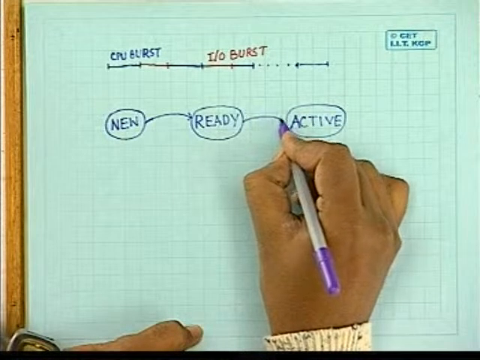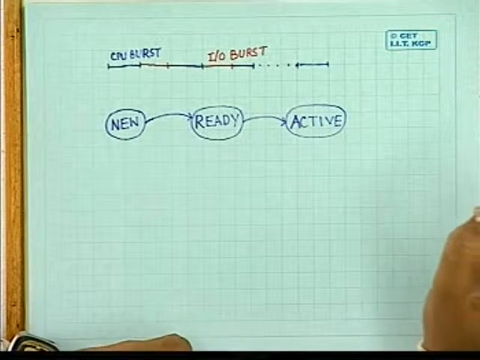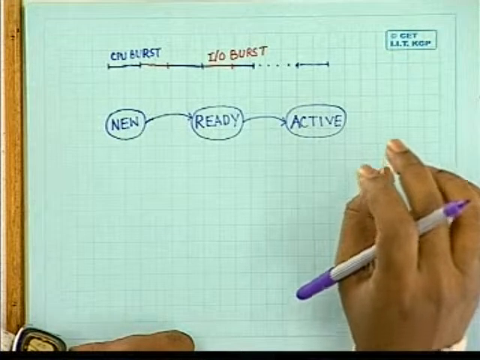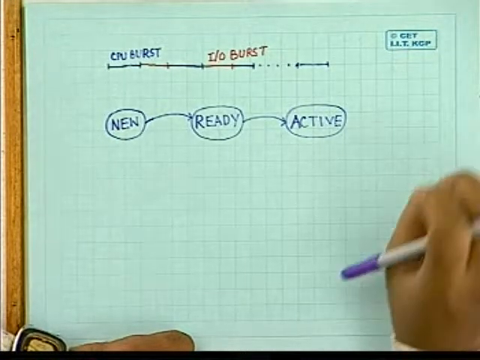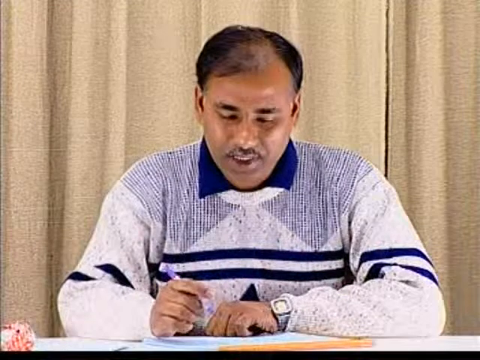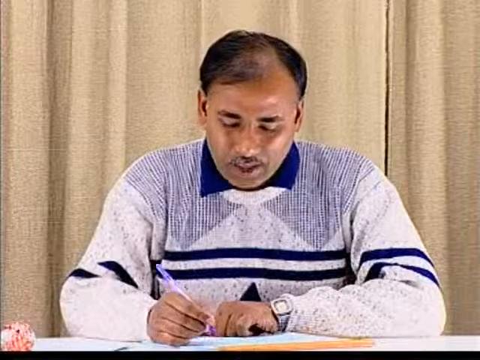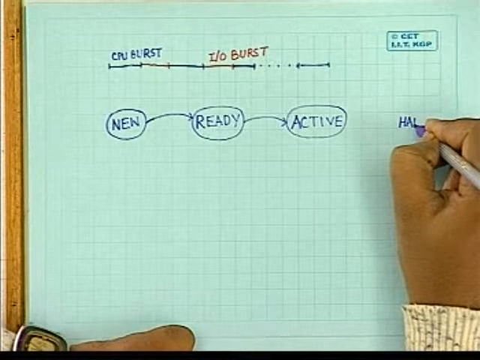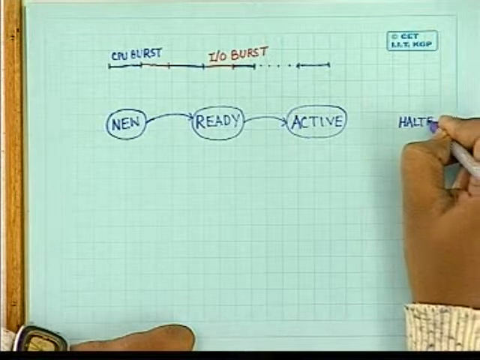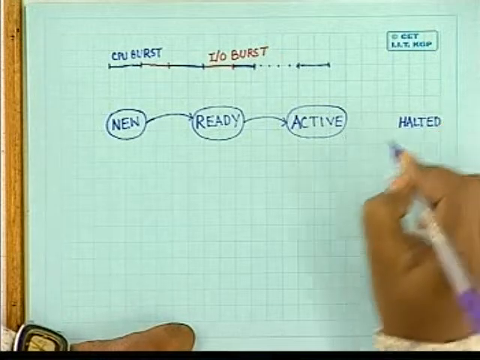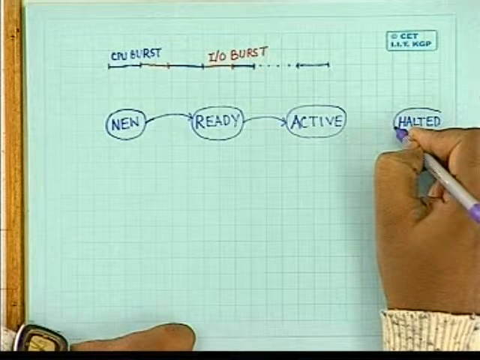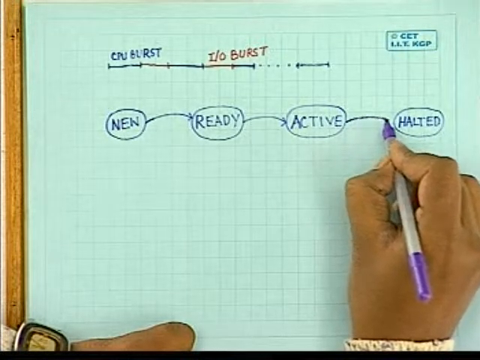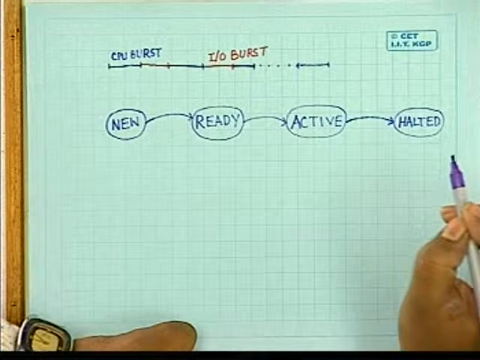So, the job becomes active from ready. And finally, when the job is complete, that is, all the CPU bursts of the job are complete, and even the last CPU burst for terminating the job is also complete, then the job comes out of the system, and the corresponding state we call halted state, or you can also call it finished state. But usually the term which is used is halted.